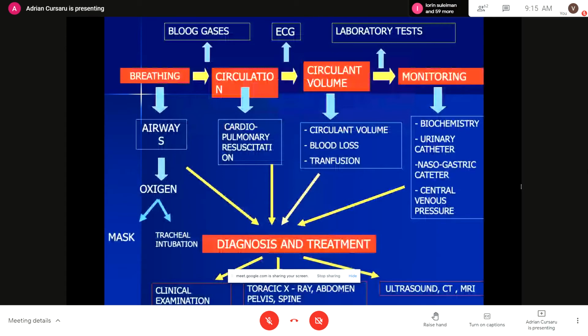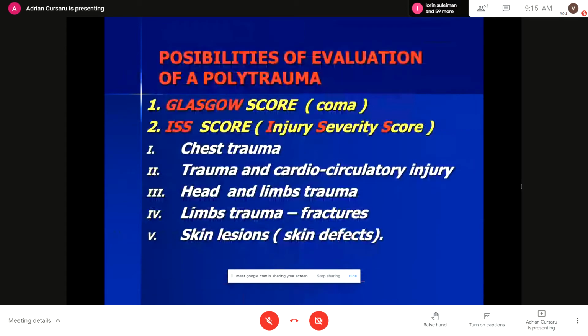There exist some scores for coma. The name of that score is the Glasgow score. We don't frequently use that score. We are using the ISS, the injury severity score. Why? Because that score includes the limb trauma and the skin lesions.